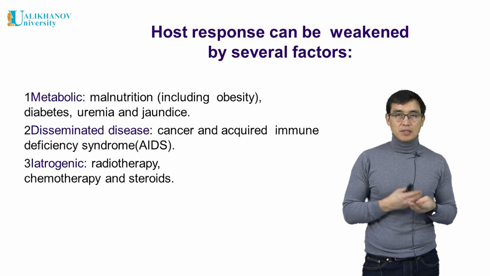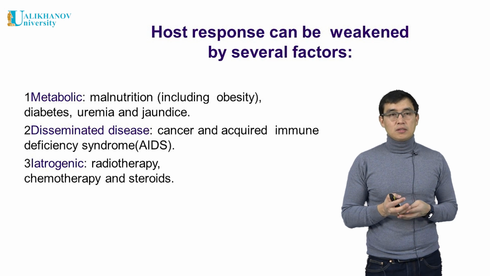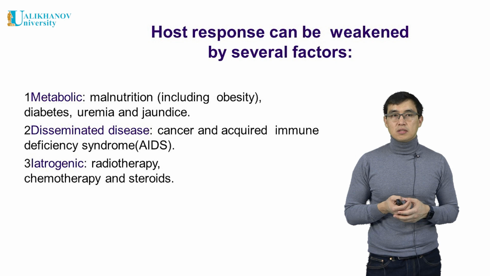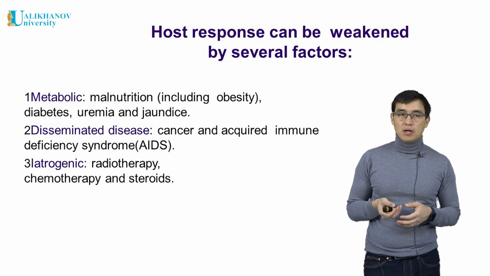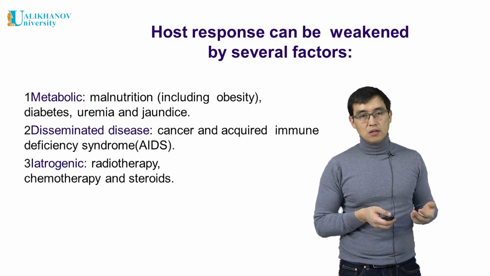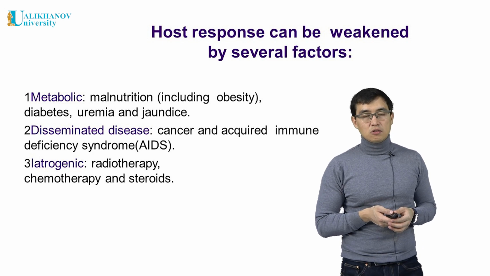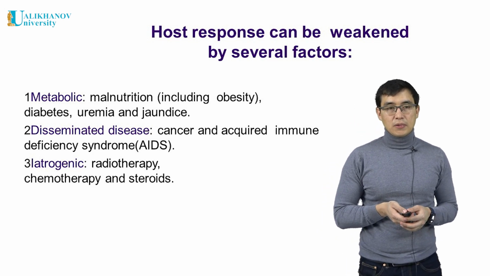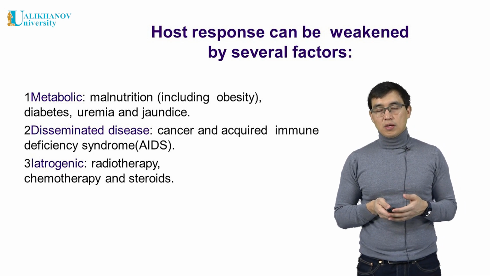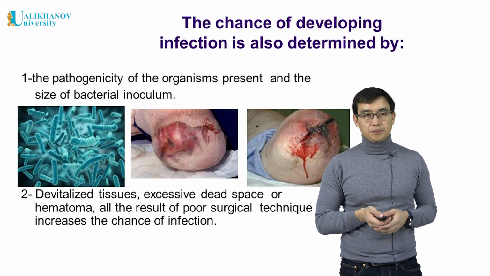Of course, it's metabolic features like malnutrition, including obesity, diabetes, uremia, and jaundice. So it's all chronic disease which has the metabolic features. Disseminated disease like cancer and acquired immune deficiency syndrome, AIDS. Iatrogenic, it's radiotherapy, chemotherapy, and steroids. So after using of these methods, also we can see patients with surgical infections.